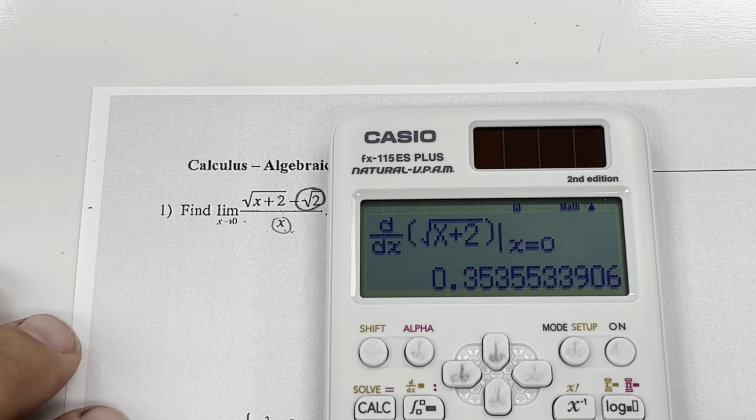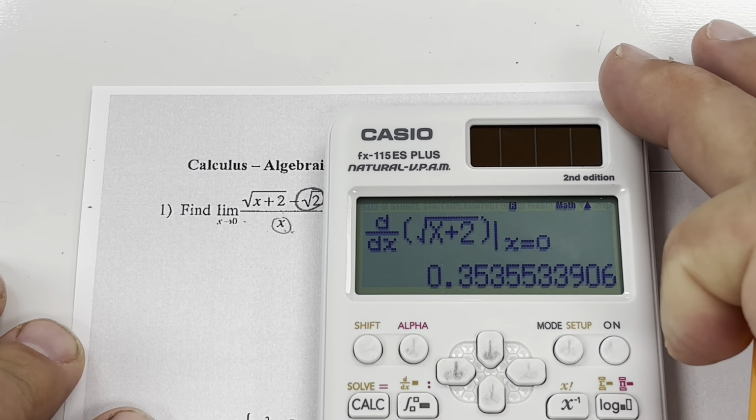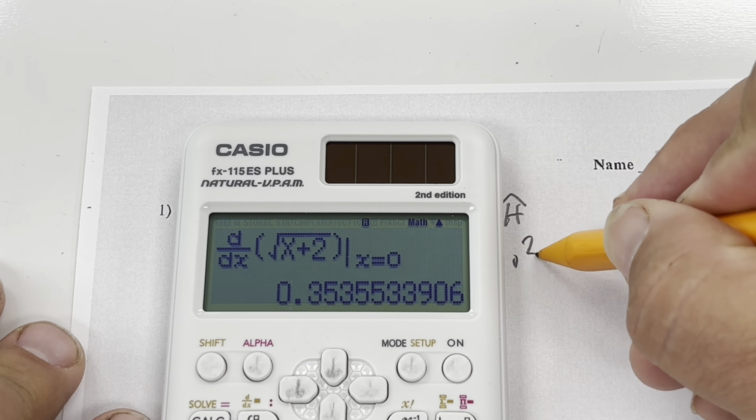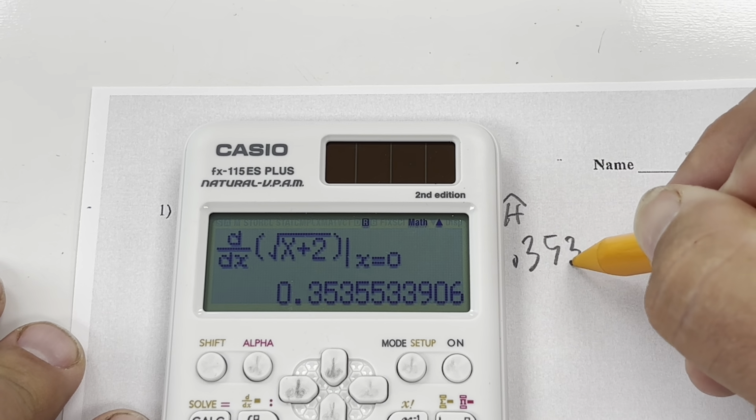0.35353333. Oy. I think that's 1 over square root of 2. I don't know. Let's write that down, and then I'm going to do it by hand. So that kicked out 0.35355. All right, the derivative of square root of x plus 2.